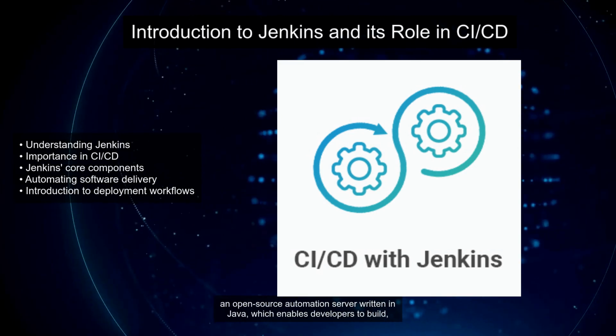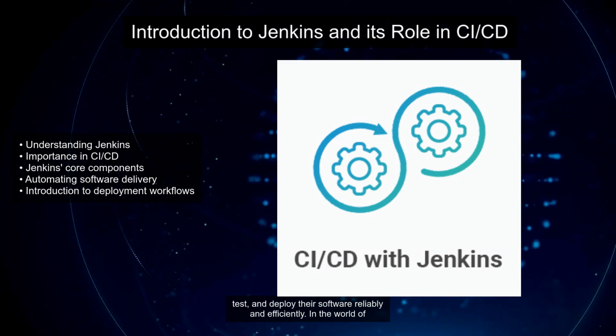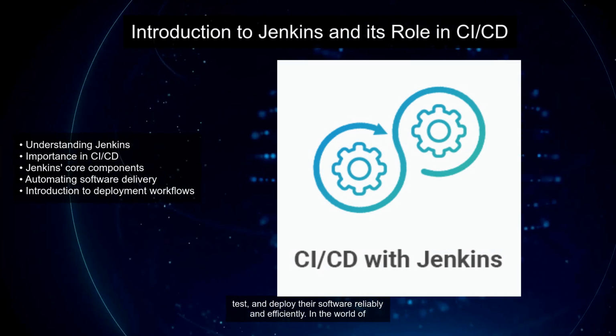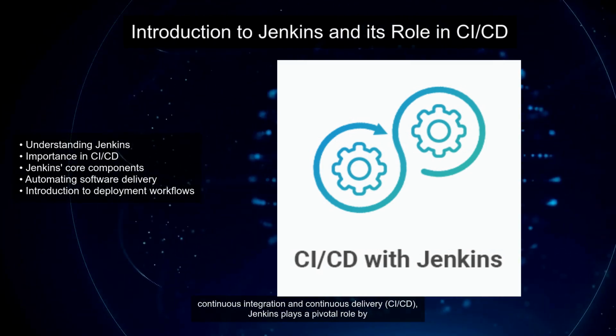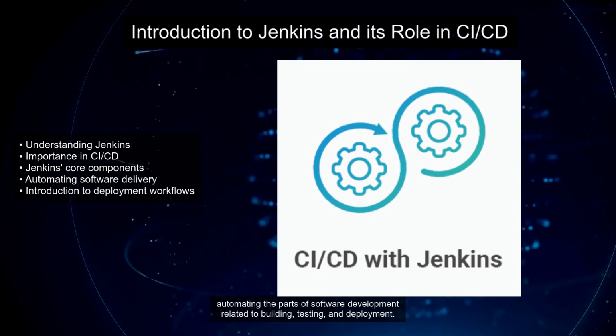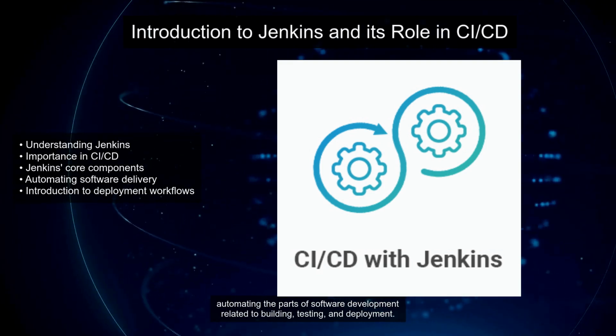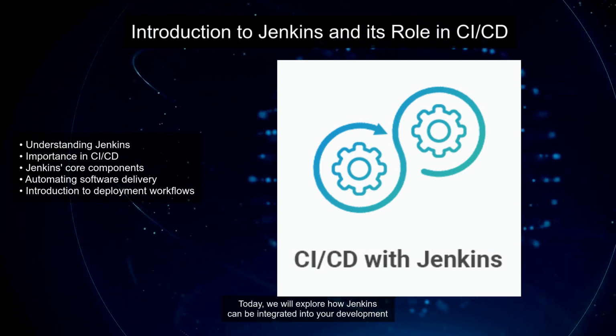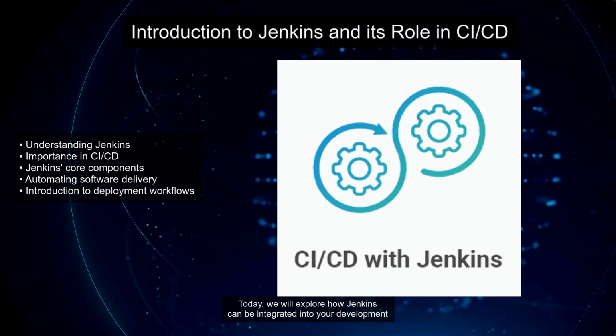Jenkins is an open-source automation server written in Java, which enables developers to build, test, and deploy their software reliably and efficiently. In the world of continuous integration and continuous delivery, CI/CD, Jenkins plays a pivotal role by automating the parts of software development related to building, testing, and deployment.